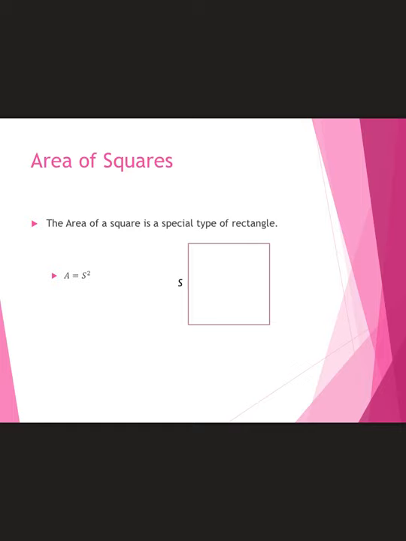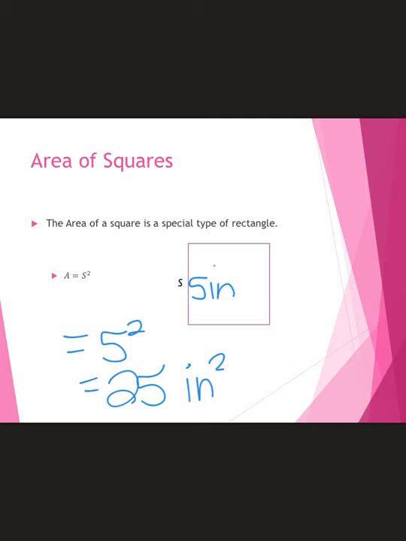The area of a square is a special formula. You can just do length times width, but you could also do side times side, which means side squared. So if I have my 5-inch side, then I could just do 5 squared, which gives me 25 square inches.